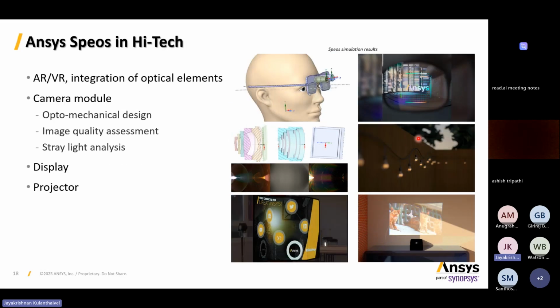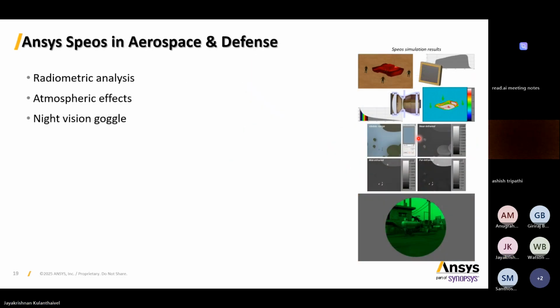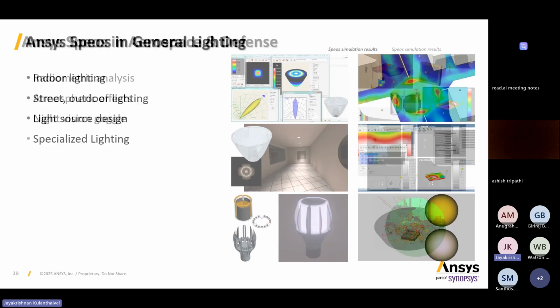And then in high tech, like AR, VR headsets, where you have to integrate the optical elements and camera module, displays, projectors, and all. And in aerospace and defense, you have to do the radiometric analysis where you will be covering the broad spectrum, up to far infrared, atmospheric effects, night vision goggles, high power lasers, and all. So all these things Speos could offer in aerospace and defense.